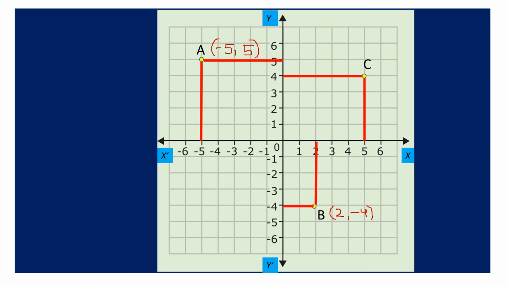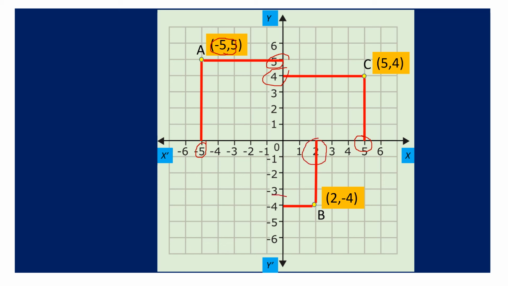And what will be the point of C? C is at x-coordinate 5 and 4 is on the y-axis. So you can see 5 is on the x-axis and 4 is on the y-axis. So 5, 4 will be the point of C, right? Let's see that. So here you can see clearly minus 5, 5. Then for C it is 5 and 4. So 5 comes first because 5 is the abscissa. Then 2 and minus 4, right?